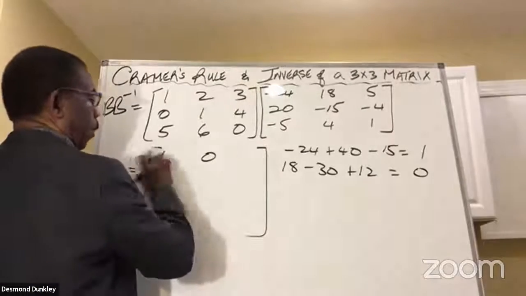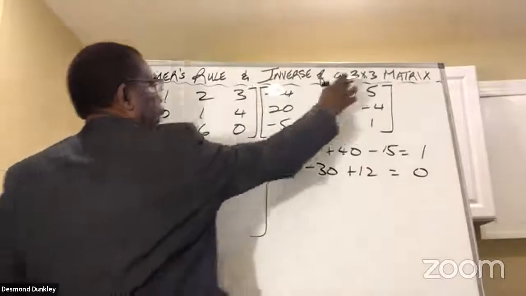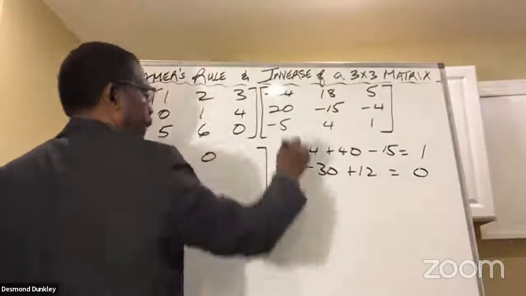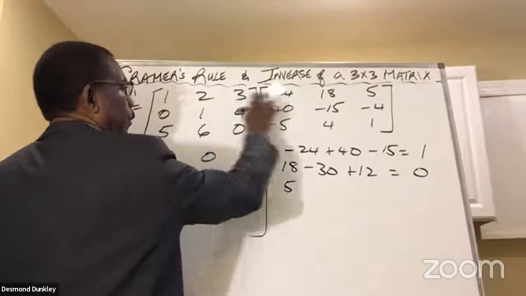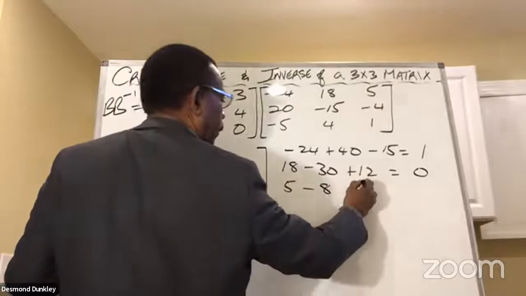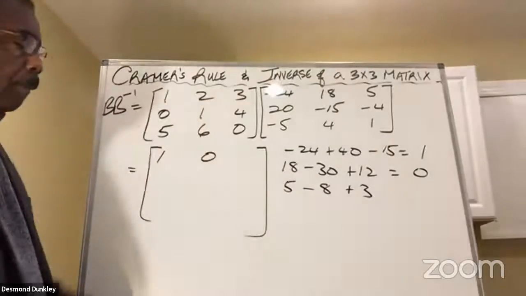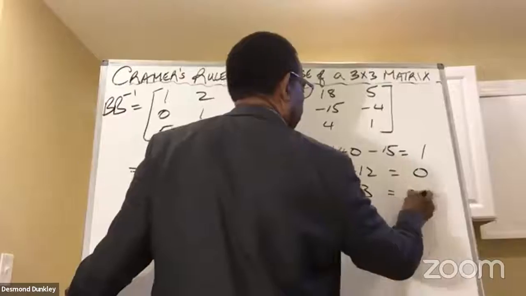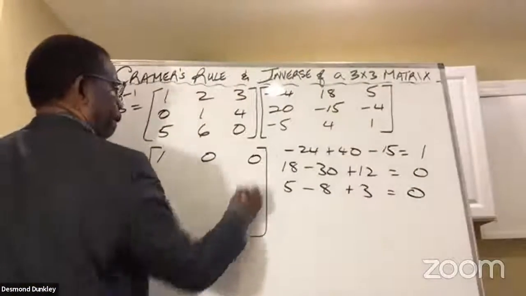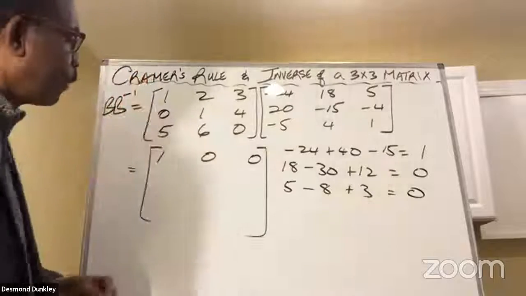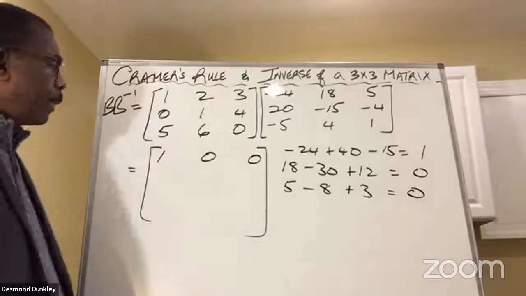This entry is the 1, 3. First row, third column. 1 times 5, 5. 2 times negative 4, negative 8. 3 times 1, 3. 5 plus 3 is 8. Take away 8 is 0. Guess what? So far, so good. Keep your fingers crossed. But we can do the next one down here.